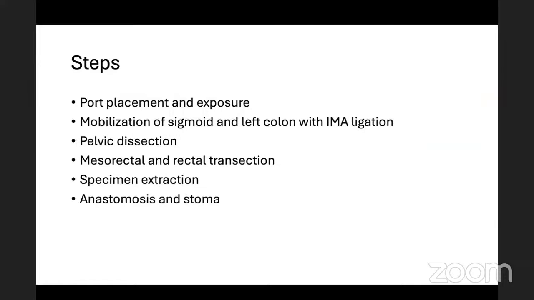Now, the actual operation, like I said, we can break down into multiple steps. The first step is port placement and exposure. Then the next step is mobilization of the sigmoid and left colon with IMA ligation. Then the next step is pelvic dissection. Then we do the mesorectal and rectal transection. Then the specimen is extracted. And then finally, the anastomosis and stoma is done. We're going to go through each of these steps in a few minutes.